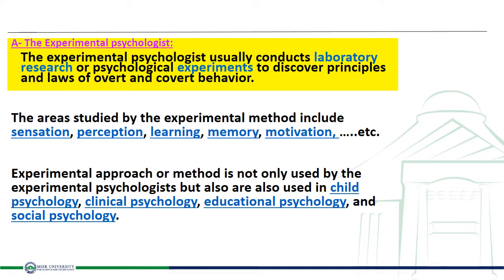The second point we have to cover: what about the area of concern? What about the areas studied by the experimental method and the experimental psychologist? The experimental psychologist studies most of the psychological functions, such as sensation, perception, learning, memory, motivation, intelligence, and so on. But in doing research, he conducts lab research and experiments in his psychological lab using objective tools in this psychological research.